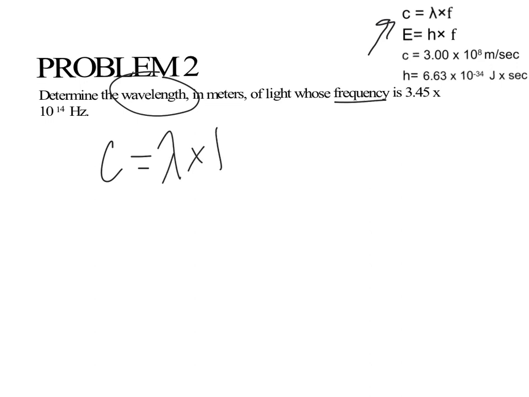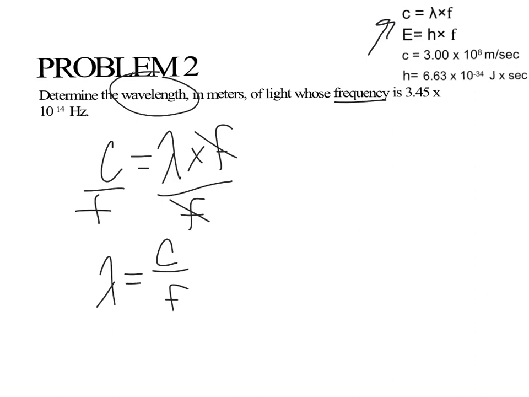I can go straight to my formula. And since I'm solving for wavelength, I'm actually going to rearrange so that I can get wavelength by itself. And so I get lambda is equal to C over F. I just divided by F on both sides. That's all I did, just pretty straightforward algebra.